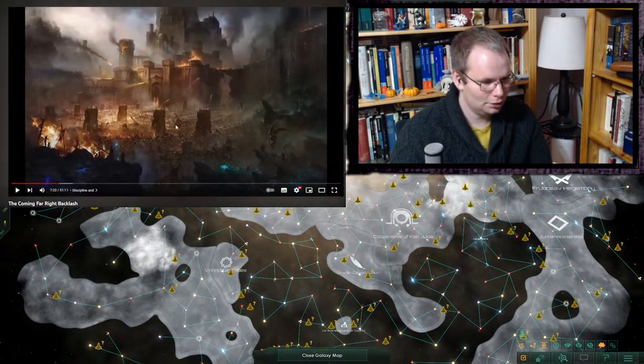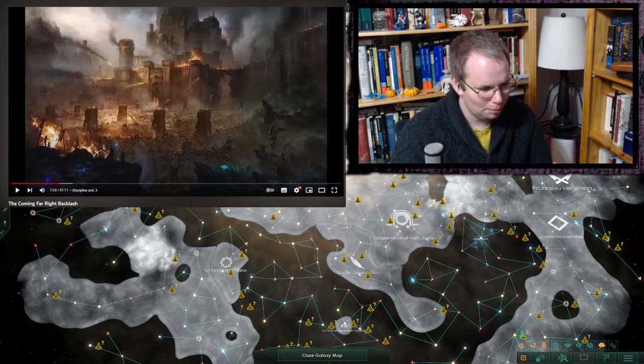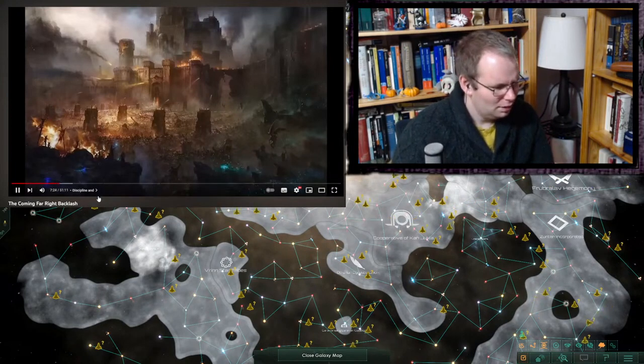This is a picture of Minas Tirith under siege by the orc armies of Mordor. I think. Or is this from Bloodborne, maybe? I don't know what this is. This is like a fantasy scene. What is this?